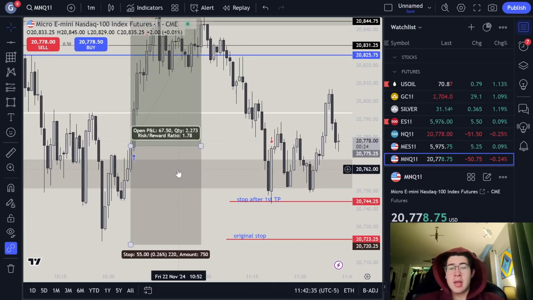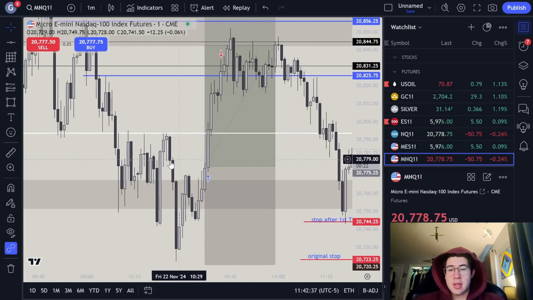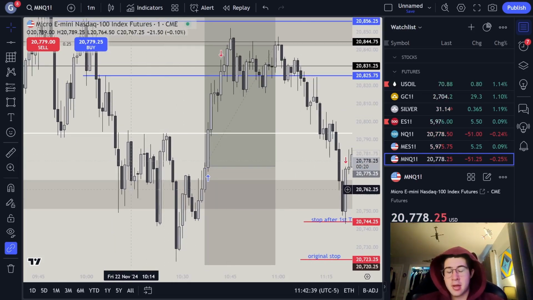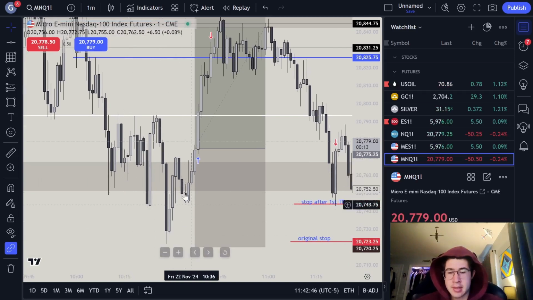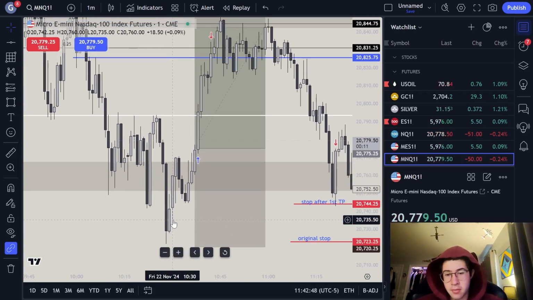So where are we looking at? Okay, right here. So it's holding this demand or imbalance, right? It's holding this imbalance, comes up, breaks, and this is now in the 15-minute demand zone.